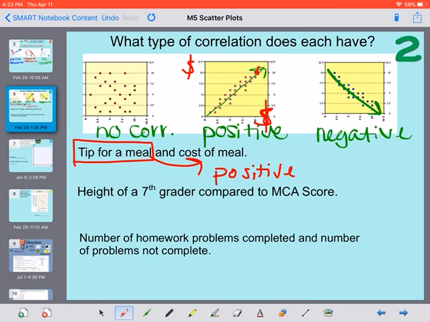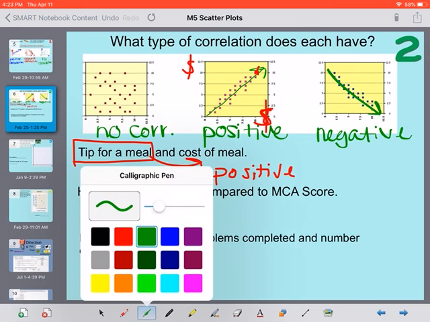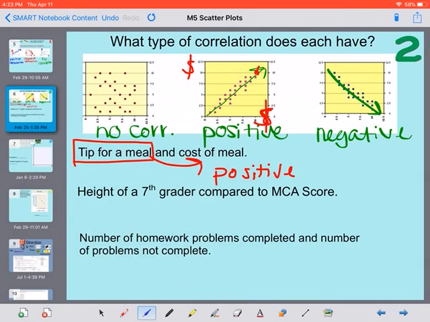The next one says the height of a 7th grader compared to their MCA score. Well, we could have a 7th grader that's short and have a score here, or we could have a 7th grader that's tall and have a score about there. So it really has no correlation. They're not things that are dependent upon each other. That would just be a big scatter plot, a whole bunch of random points.